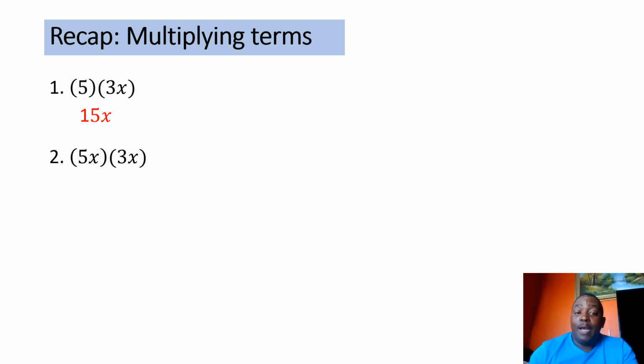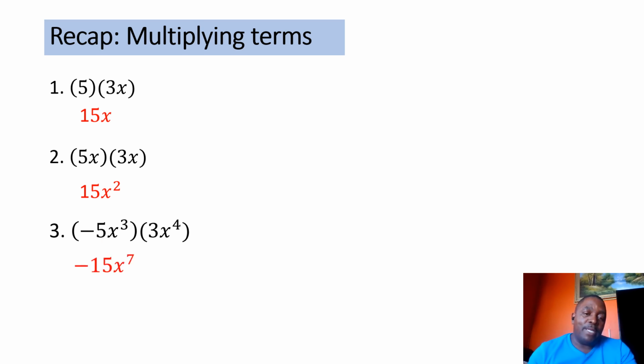But in number 2, now we've got 5x multiplied by 3x. That means you must multiply your coefficients, that is the 5 and the 3, and then you must still multiply the variables as well. So we get 15x squared, because x times x is x squared. And then here again we bring in signs into it and more exponents on the variables. Negative 5 is the coefficient and the other one is 3, so you multiply, you get negative 15, but x to the power 3 multiplied by x to the power 4 is x to the power 7. And remember, here we're using our law of exponents that you've learned, where when bases are the same, you just add your exponents in your multiplication.